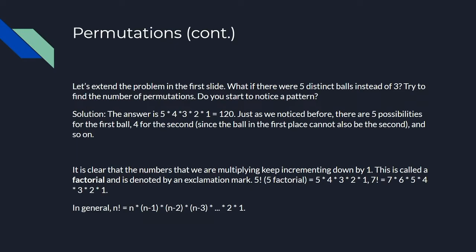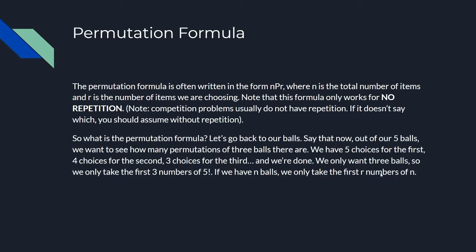Right? So it's clear that the numbers we're multiplying keep going down by 1. This is called a factorial, and it's denoted by an exclamation mark. If I put 5 factorial, what I'm really saying is 5 times 4 times 3 times 2 times 1. And 7 factorial is 7 times 6 times 5 times 4 times 3 times 2 times 1. In general, n factorial equals n times n minus 1 times n minus 2, and it just multiplies all the way until you get down to 1. And now I think we're ready to go to the permutation formula.